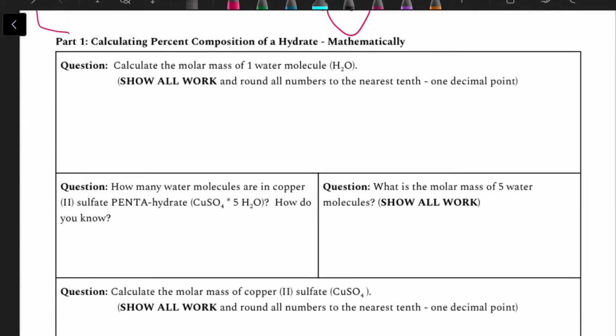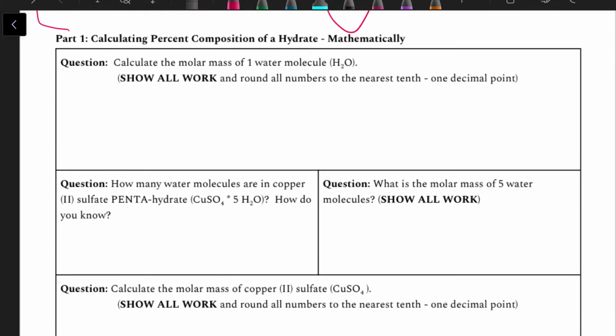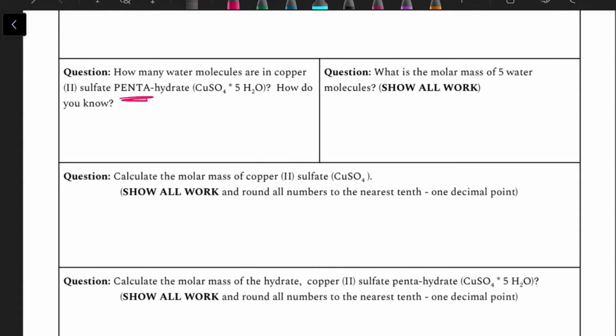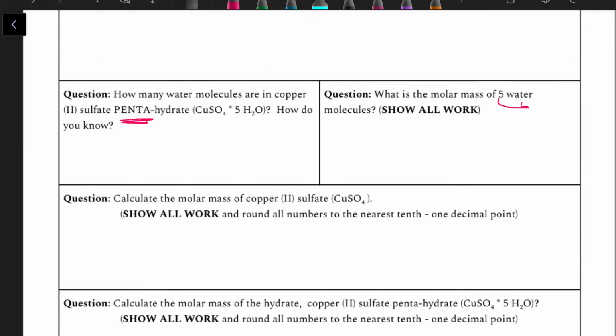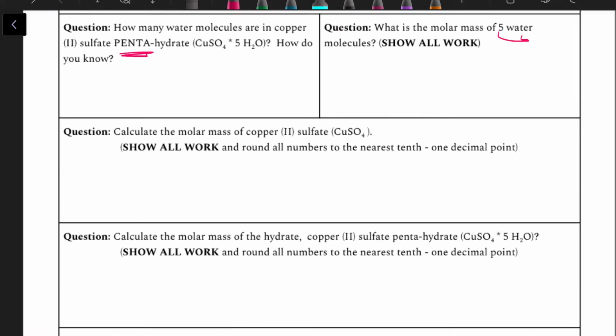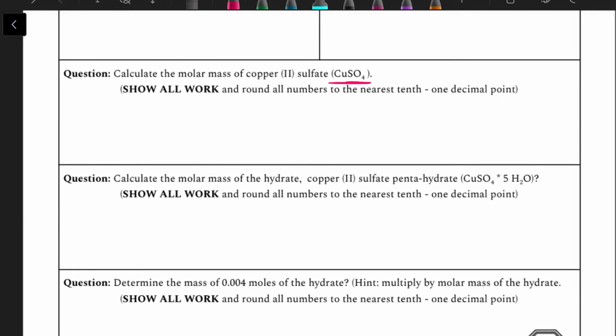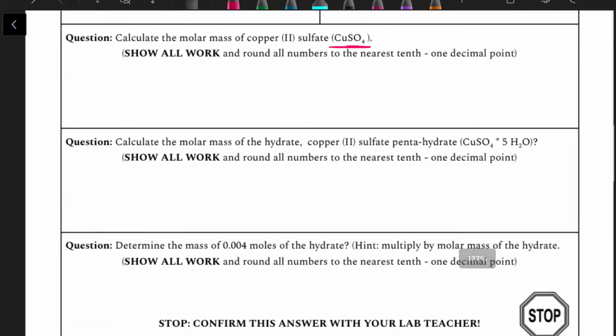Now this lab is broken up into a few parts. Part 1 is all mathematical stuff, and the calculations that we do will help us with part 2. So question 1 is the molar mass of just one water molecule. Next one is, what does penta mean, or how many water molecules do we have in pentahydrate? Next question is the molar mass of 5 waters. So if you know the mass of 1, what's the mass of 5? Next is the molar mass of just copper sulfate, or copper 2 sulfate rather. And again, round all numbers to the nearest tenth. That is 1 decimal point.